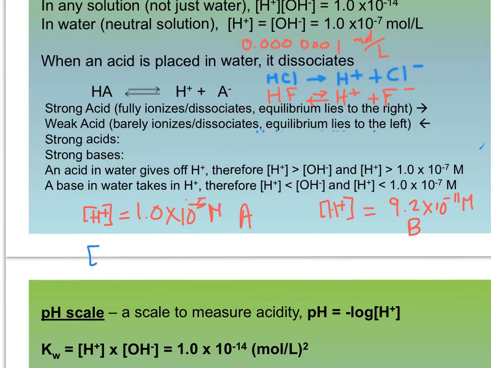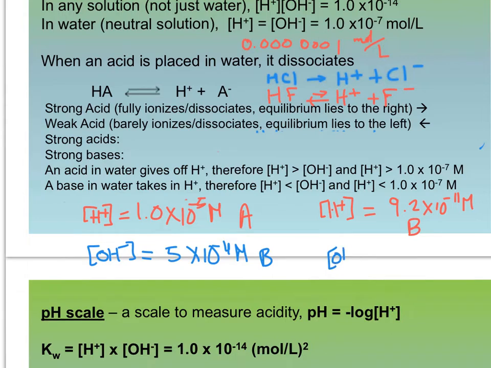Let's look at the OH minus concentration. What if my OH minus concentration is 5 times 10 to the negative 4th molar? What does that tell me? This number is bigger than that 1.0 times 10 to the negative 7th. So that means I have a lot of hydroxides compared to what it would be at neutral. Lots of hydroxides means that it's a basic solution.